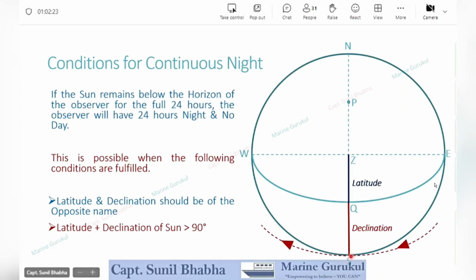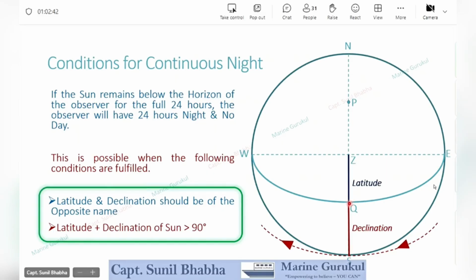Now we are aware that from the Z point to the S point, Z is the zenith, S is the south point on our rational horizon, the total arc length is 90 degrees. From the zenith to the horizon, the arc length is 90 degrees. And we know ZQ is the latitude. Now this is the declination Q to S.